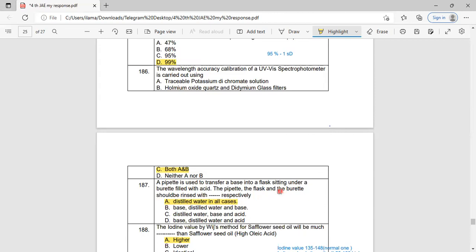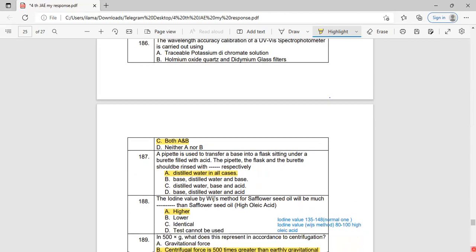The iodine value by Wijs method for safflower seed oil will be much higher than the safflower seed oil. This is from the FSSAI food additives regulation.